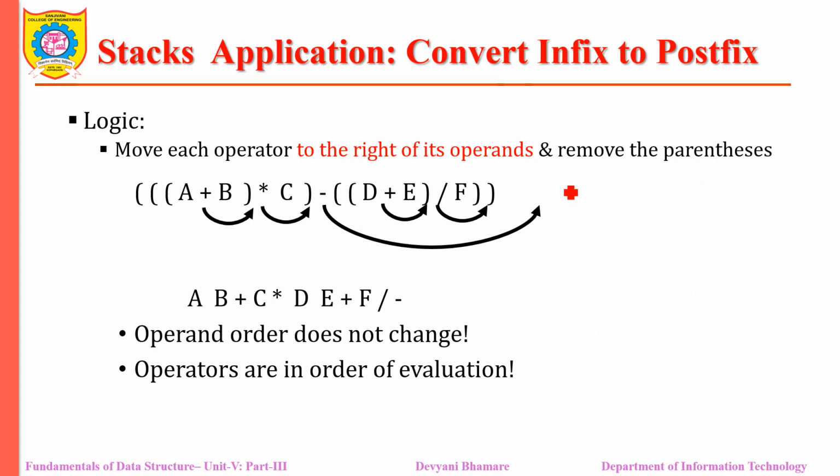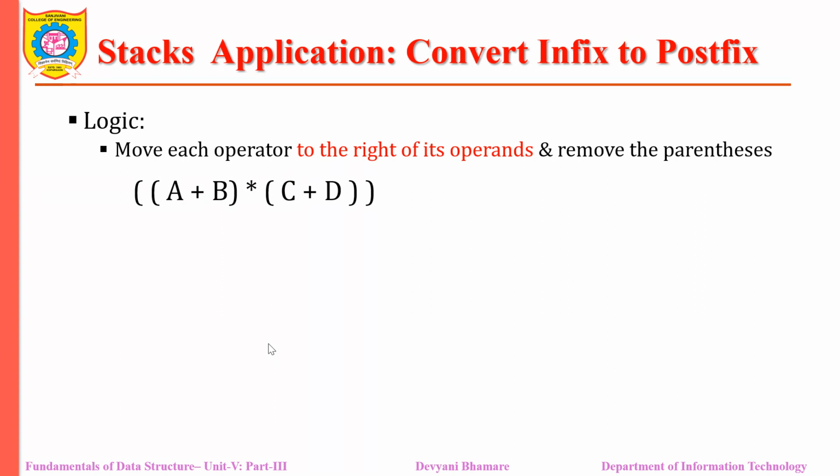If we see in this example, the bracket will be solved first, meaning A plus B will be evaluated first. Then the result of A plus B will be multiplied with C. So in this fashion, its result and C are multiplied over here, right? So operand order doesn't change, but operators are evaluated in the given order.